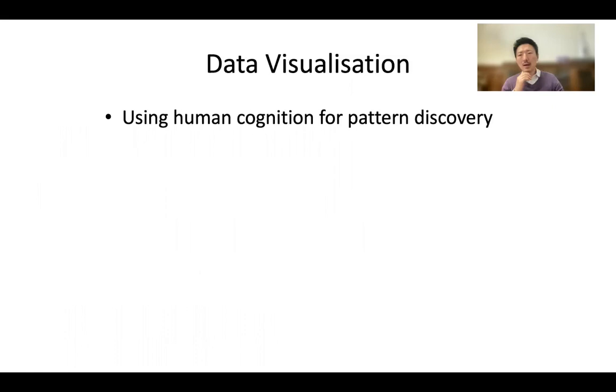Okay, now we're coming back to the main idea of data visualization. If you try to summarize data visualization in one sentence, which is usually oversimplified, it is to use human cognition for pattern discovery. This is different from, say, machine learning algorithms, which mostly use computational power for pattern discovery, whereas data visualization uses human cognition. More or less we use our cognition system, the eyes and the part of the brain responsible for that, as a huge computer to discover things from the data.